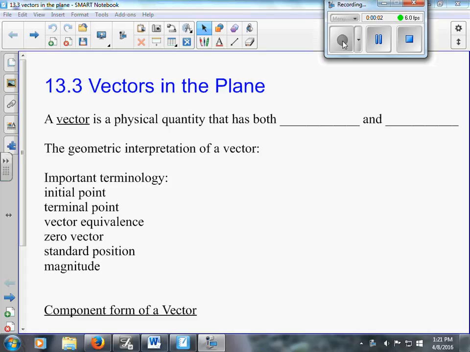This is section 13.3, vectors in the plane. Okay, so we are learning a new sort of number today. I use number loosely. So it's really a physical quantity or a way of defining something in the world.